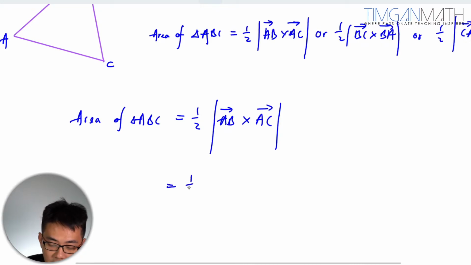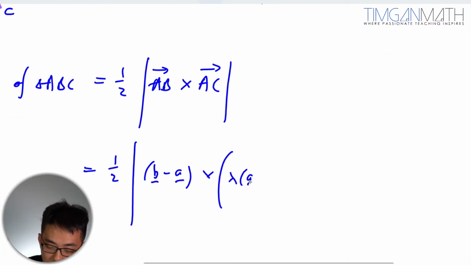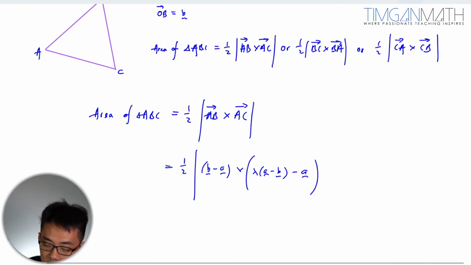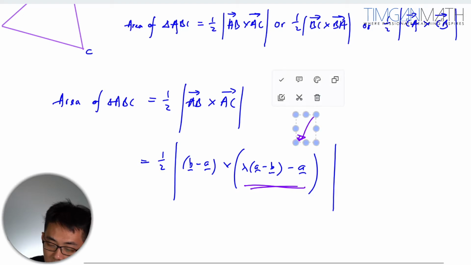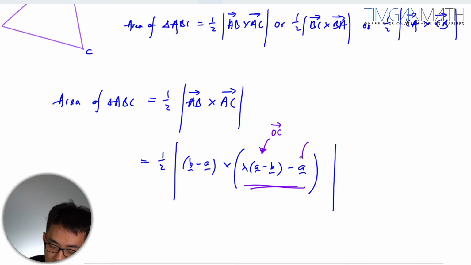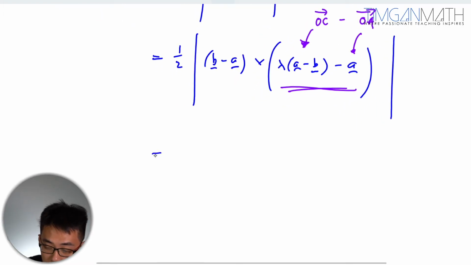So this one is half. We're going to use B minus A for AB, and for AC, C will just be OC, which is just lambda A minus B, minus A. This over here is just OC minus OA. So the next thing is we're just going to slowly expand this out.